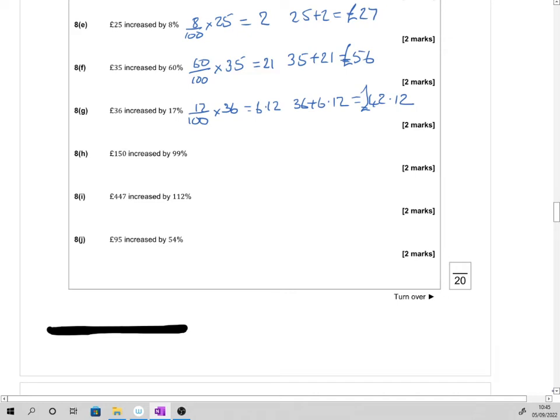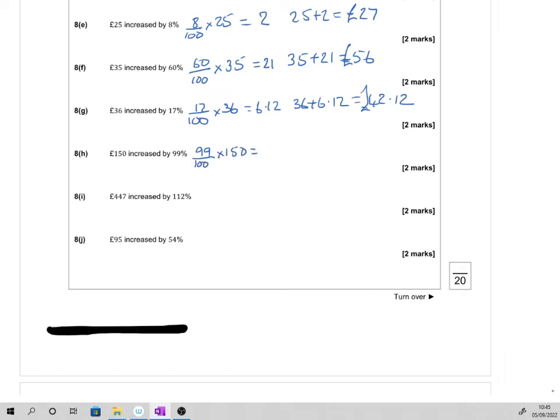150 increased by 99%. So 99% times 150 equals 99 divided by 100 times 150, which is £148.50. So 150 plus 148.50 is 298.50. Oh, this is a long one, isn't it? Yeah.